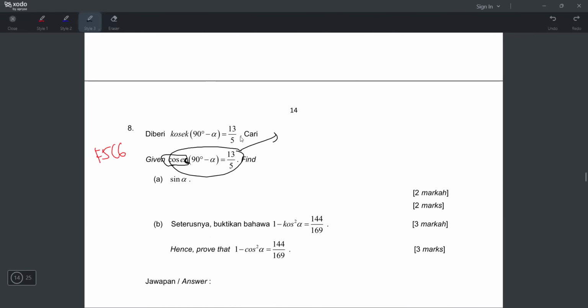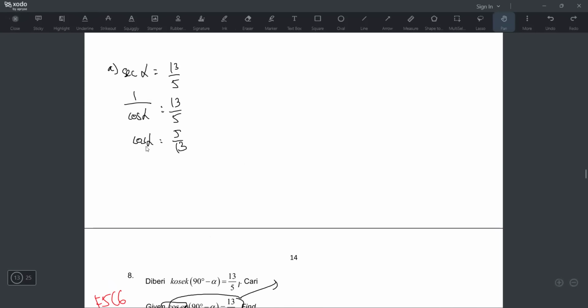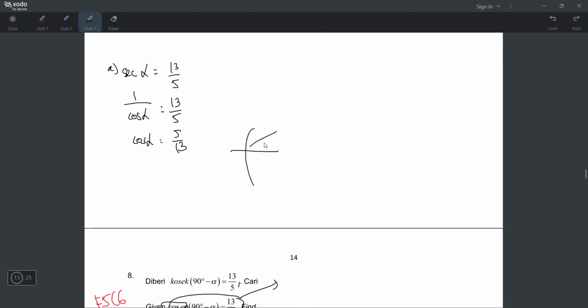But why I say I don't like it is because they never tell me the quadrant of the angle alpha. They should tell me, because there will be two possible positions. When your cos is positive, it can be quadrant 1, it can be quadrant 4, right? And they should actually tell us because angle alpha is only one angle. So it's either quadrant 1 or quadrant 4, but they never tell me.